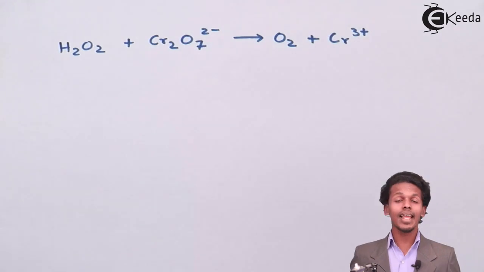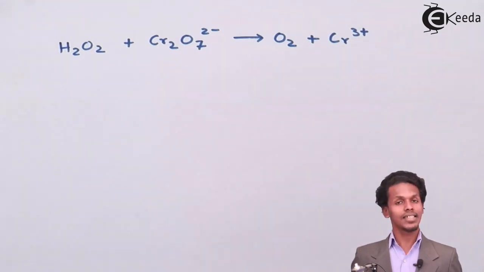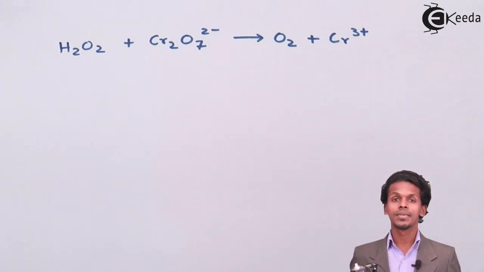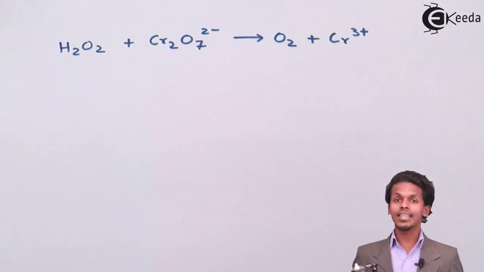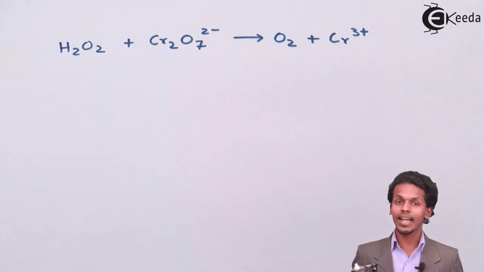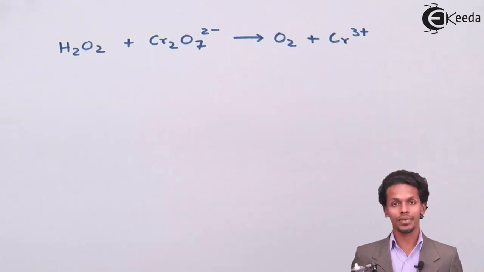So this is another example where we have to balance this reaction. To balance the reaction, we have to determine whether the atoms other than oxygen and hydrogen are present in balanced form or not. What I am trying to say is, let us see whether the other atoms, rather than hydrogen and oxygen, are balanced or not.